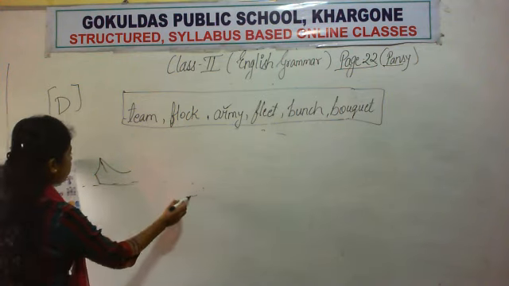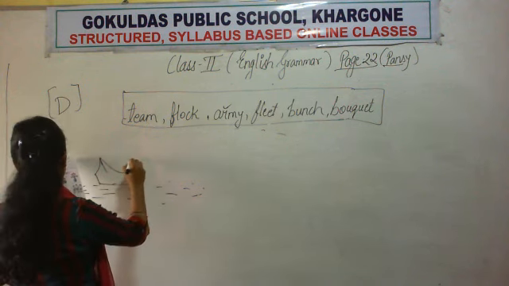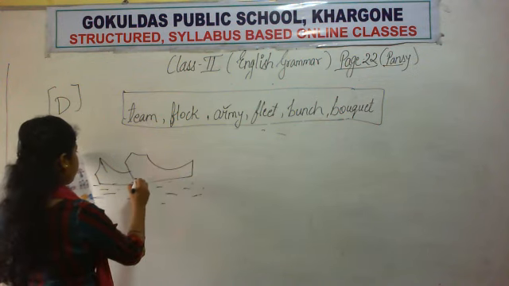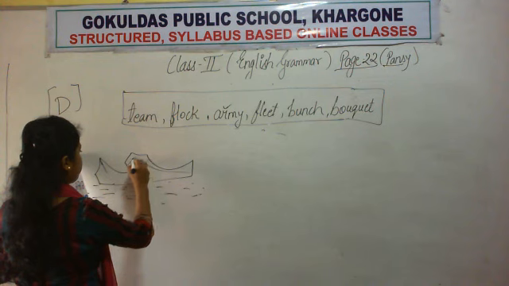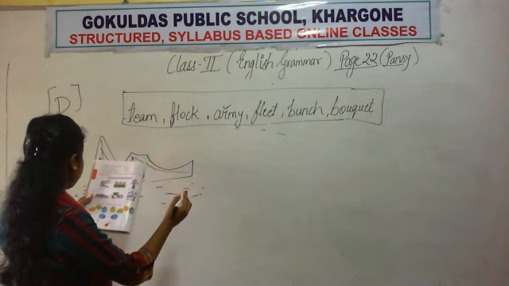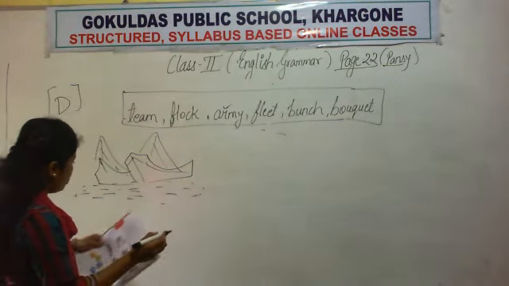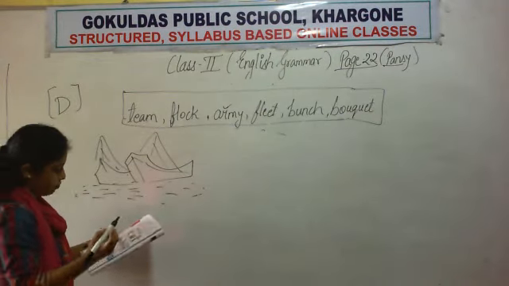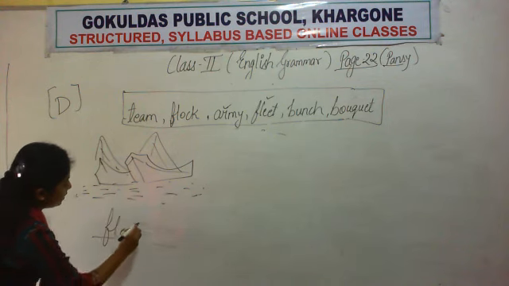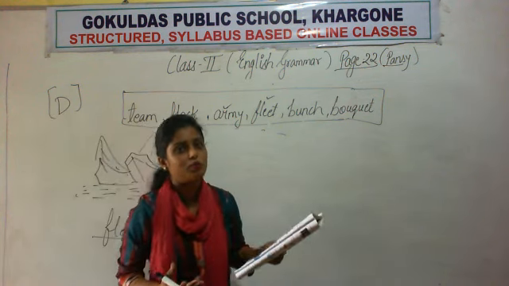There are so many ships given. Okay, so many means 3 ships given. So we will call it a group. What are these? These are ships. A group of ships, we call them fleet. F-L-E-E-T, fleet.